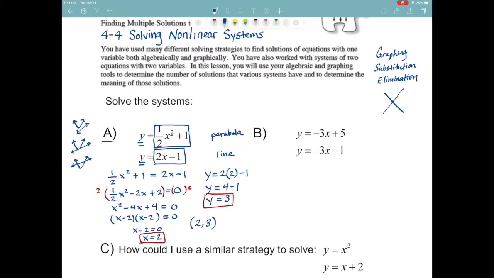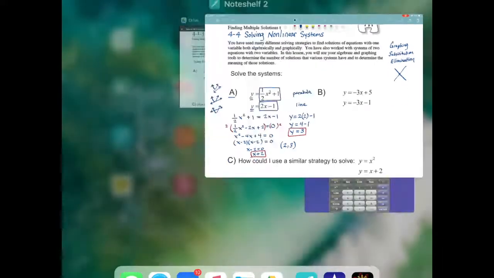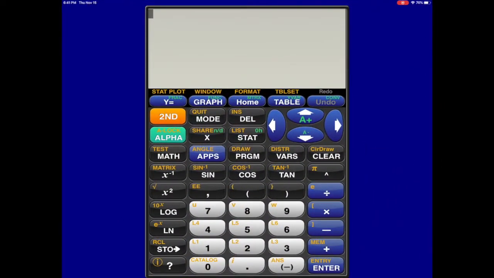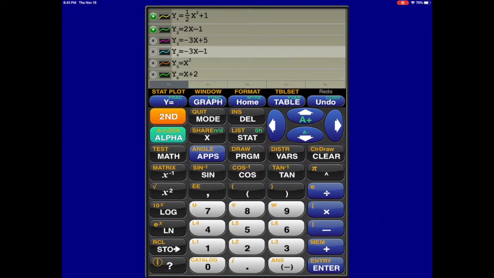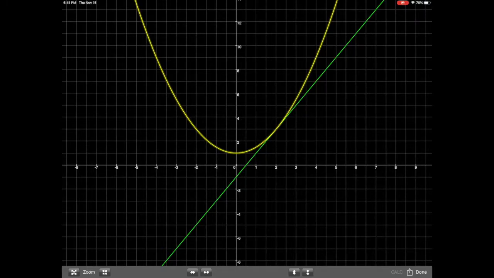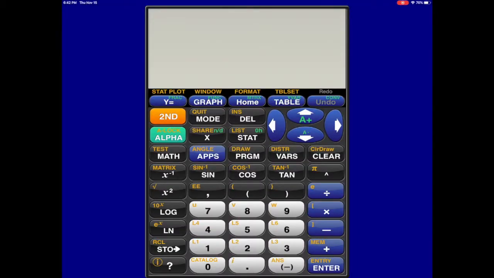Now I already have the graph prepared here. I'm going to flip over to my graphing calculator so that you can see as we check our work. Okay, so you'll see I already have it typed in up here at the top: y equals 1/2 x squared plus 1 and y equals 2x minus 1. When we look at the graph, you'll see we have our parabola here, goes around like this, and then we've got our line here. And you'll see that they do intersect at the point 2, 3. So that is their intersection point right there. All right, let's head back to our lesson here.